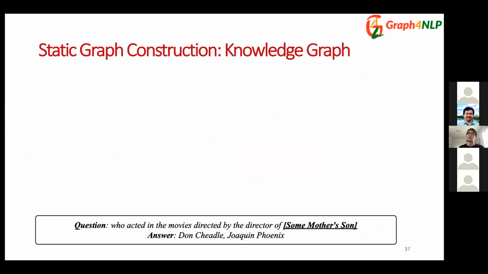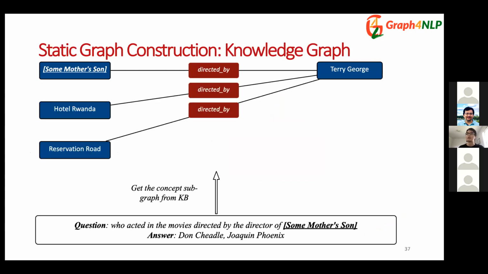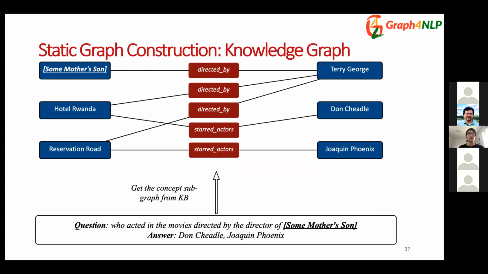The knowledge graph stores knowledge about entities and their relations. Given a question, who acted in the movies directed by the director of Some Mother's Son? One can first identify the topic entity of this question, which is Some Mother's Son, and then extract a subgraph from a knowledge graph, which surrounds this topic entity and hopefully contains the answer entities of this question.